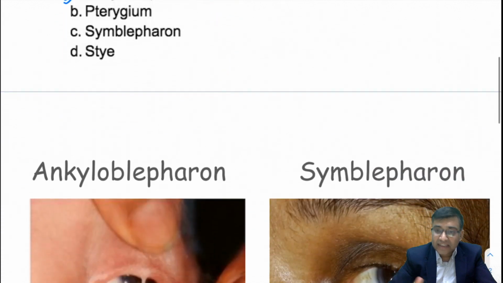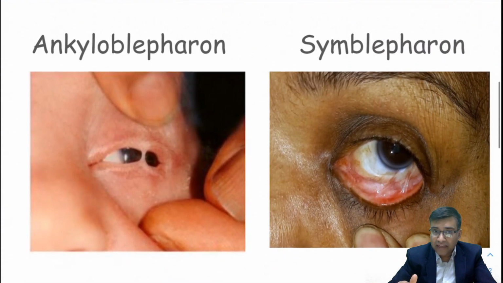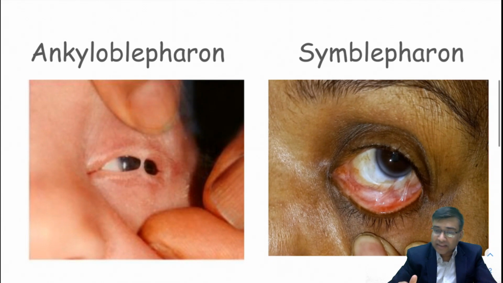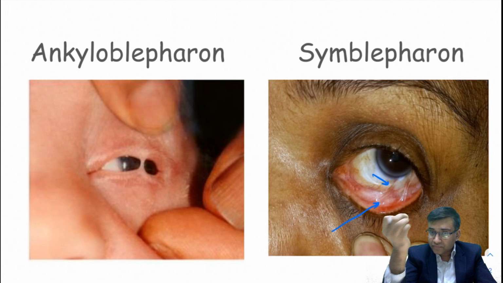So how to basically differentiate between the ankyloblepharon and the symblepharon? The first image that I showed you is of the ankyloblepharon, and the second image you can see here where I have marked the arrow. This is basically a symblepharon. In symblepharon, what we have basically seen is that there is an addition between the palpebral conjunctiva and the bulbar conjunctiva. Okay, so this is the symblepharon.